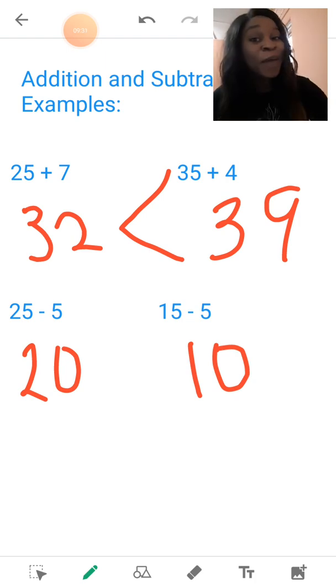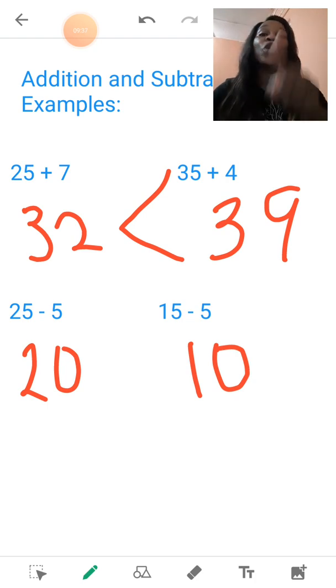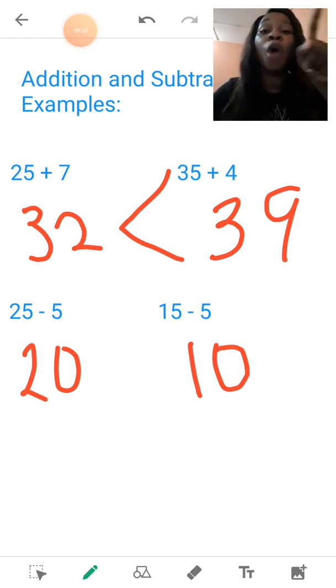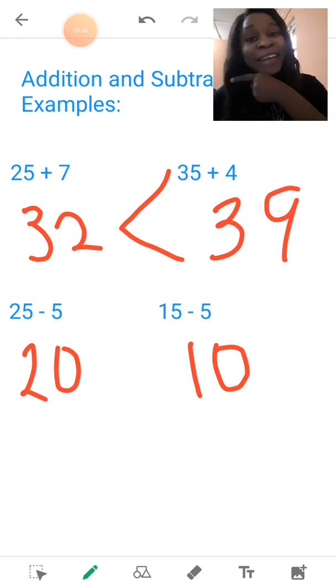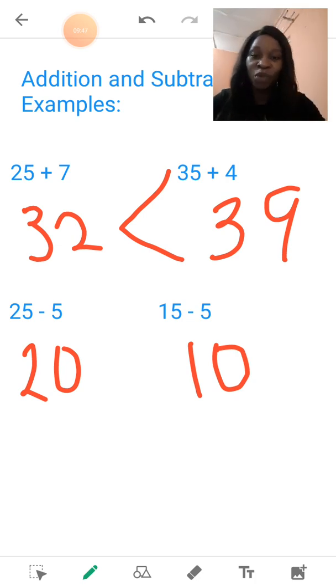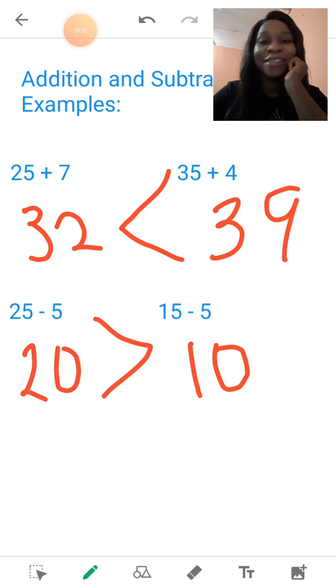But in this concept, we are using the concept greater than and less than. So use the concept so that when you see it out there tomorrow or in exam, you will remember, yes, there's a concept called greater than and less than. So I draw my sign. 20 is greater than 10.